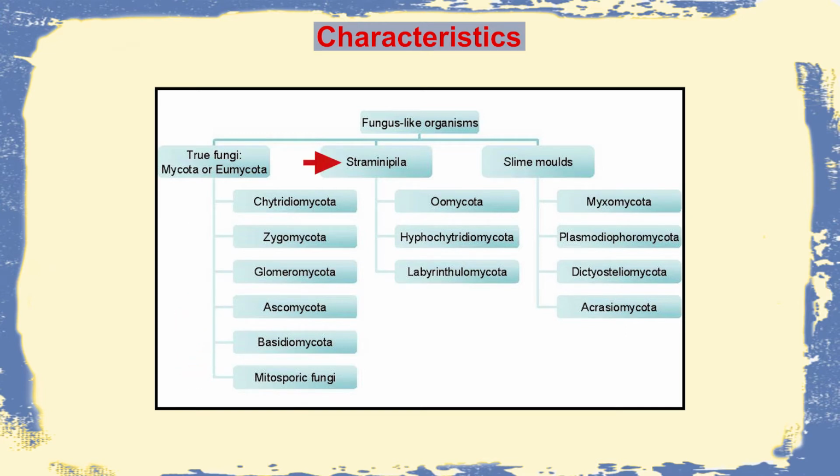Whereas the Straminipila, that is fungi-like organisms, include the Oomycota, Hyphochytridiomycota and Labyrinthulomycota. And the slime molds or Myxomycota include the Plasmodiophoromycota, Dictyosteliomycota and Acrasiomycota. So these are the major fungal groups, and I shall be discussing these groups one after another. We start with the Myxomycota because they are more close to protozoa.